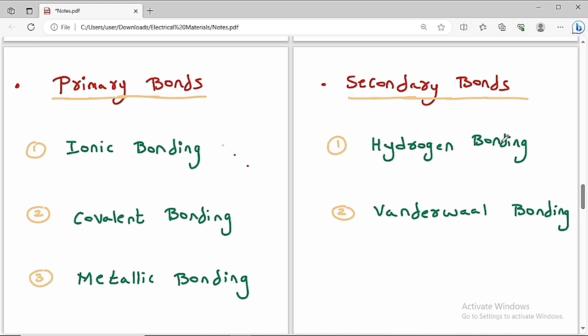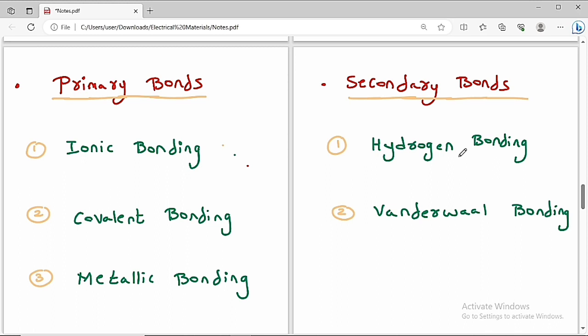So hydrogen bond is between the two atoms, whereas the van der Waals bonding is between the molecules. See, hydrogen bonding is going to occur because of the different electronegativity of the atoms. If one atom has high electronegativity, it is going to attract the electrons toward itself. So definitely that atom will become partially negative charged and the other atom will become partially positive charged. Because of this, there is a force of attraction. So this is called hydrogen bonding.